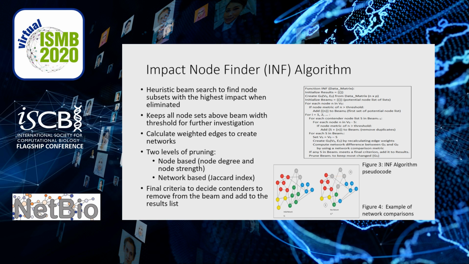We used regularized partial correlations to calculate edge weights when creating the networks. There are two levels of pruning. For node-based pruning, we use the union of node degree and node strength metrics. For network comparison metrics, we looked at different choices. Here, I am going to only include the Jaccard index network metric that measures similarity between network clusters. We check final criteria to decide candidates to remove from the beam and add to the results list. Figure 3 is the pseudocode of our algorithm, which I am going to explain more with an example next.